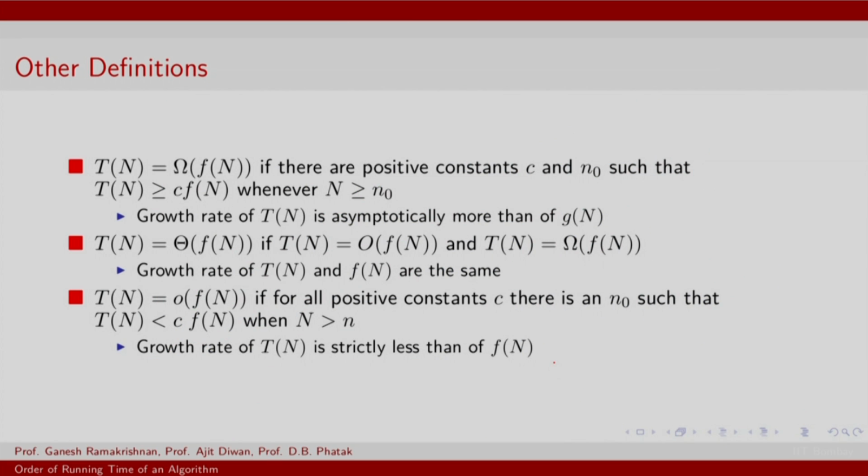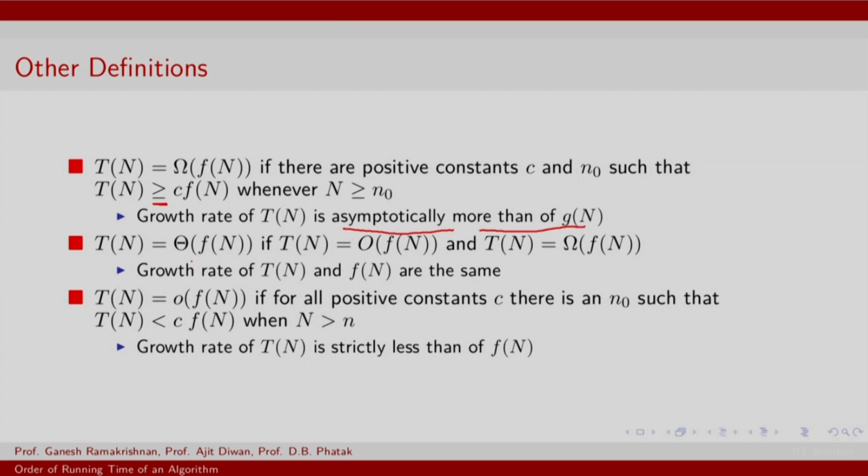So let us formalize these other definitions. T(n) is omega f(n) if there are positive constants c and n naught such that T(n) is greater than or equal to c times f(n) whenever n is greater than or equal to n naught. So it is just that now we have found a lower bound beyond an n naught. So it is an asymptotic lower bound, or the growth rate of T(n) is asymptotically more than that of g(n).